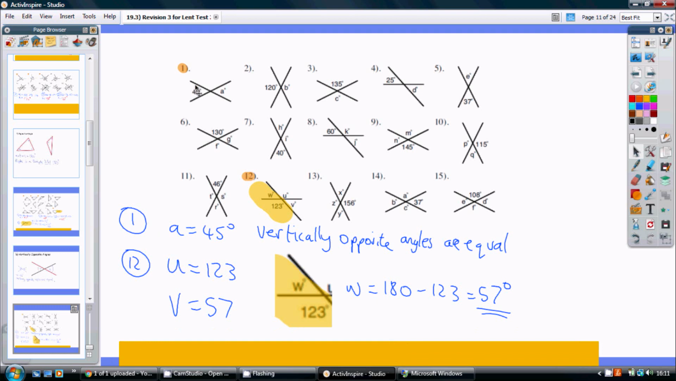1 couldn't be easier, could it? So that's 45 degrees. And then for 12, you just had to start off by appreciating that U is going to be 123 because that's vertically opposite. But W and the 123 form a straight line. So to work out W, you do 180, take away 123 to get 57. And then once you know that that's 57, the vertically opposite one must also be 57.